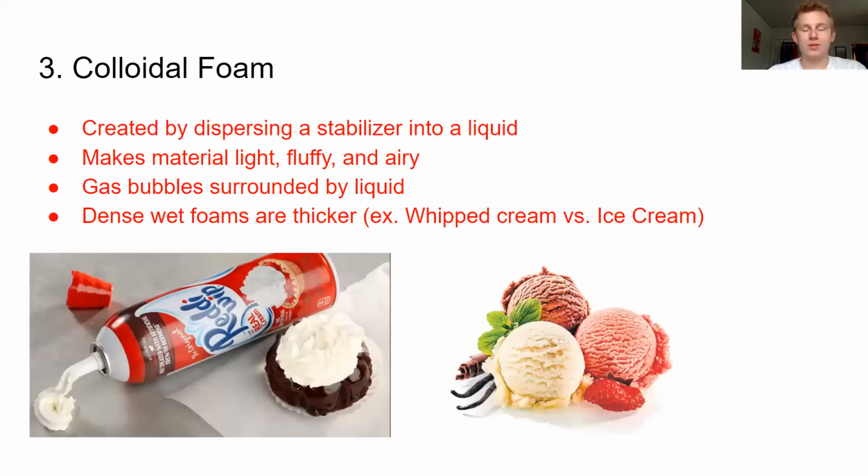The third interesting scientific process in food is colloidal foam. Colloidal foam is basically the term for something that is solid, that has air trapped in it, that makes it kind of light and airy. So basically, it's created by dispersing a stabilizer into a liquid. It makes the material light and fluffy. And the way that this happens is that gas bubbles are surrounded by a liquid. And stabilizers can usually be a protein like butter or fat.